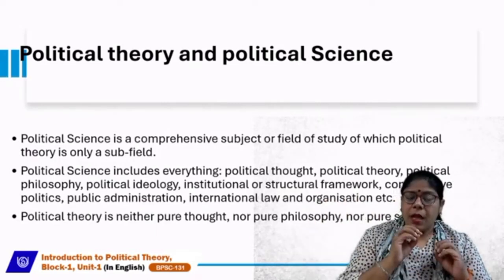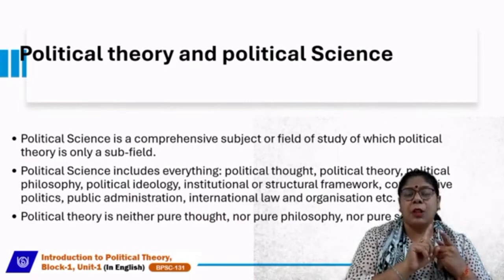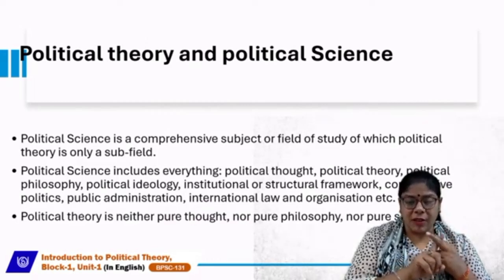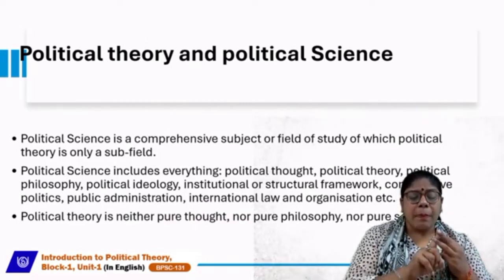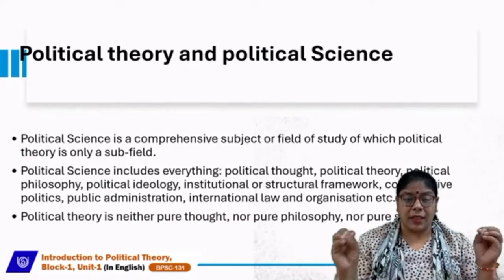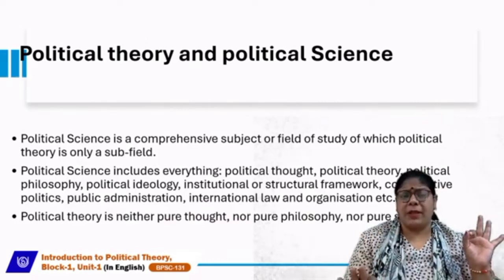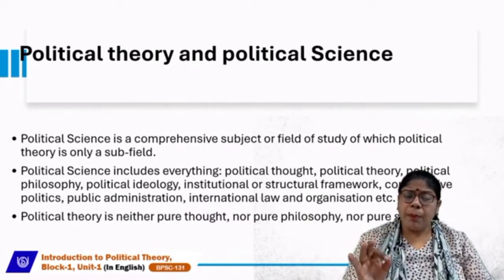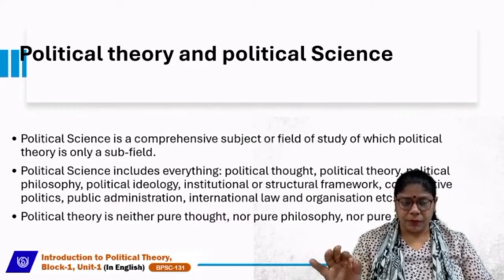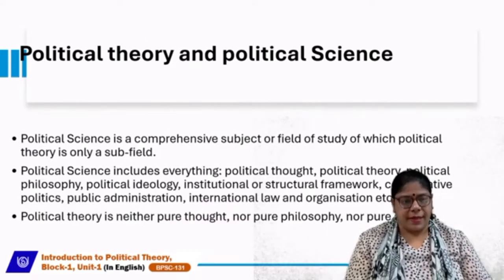So political science includes everything. It includes political thought, political theory, political philosophy, political ideology, institutional or structural framework, comparative politics, public administration, international law and organization, etc. It includes everything. But political theory is a subfield of political science and is neither pure thought nor pure philosophy and not pure science. So this is the difference between political theory and political science.